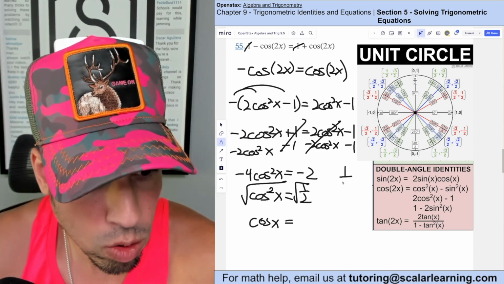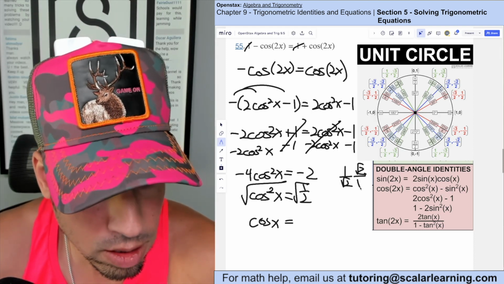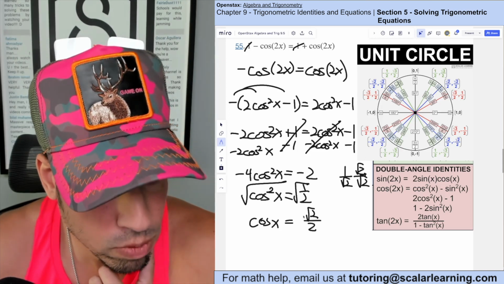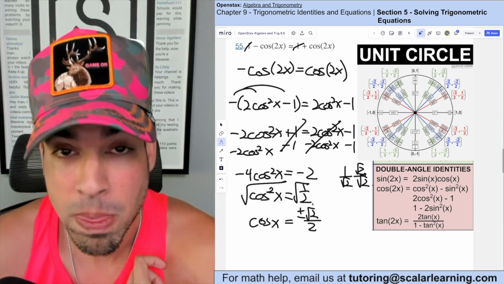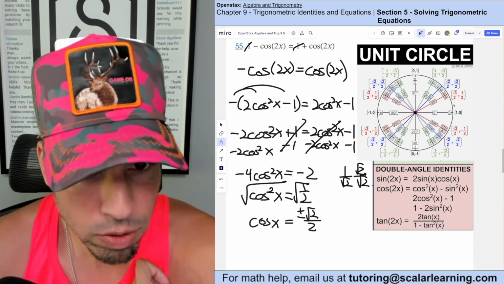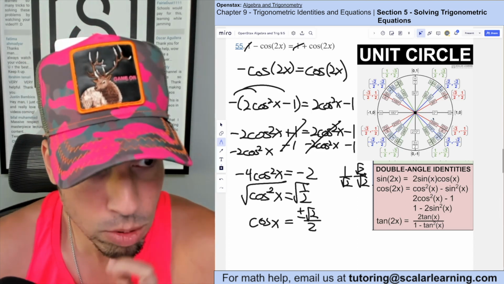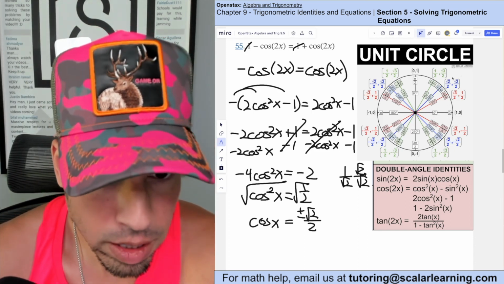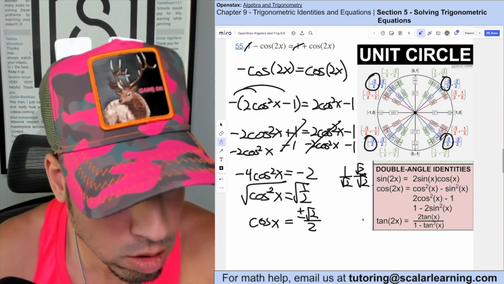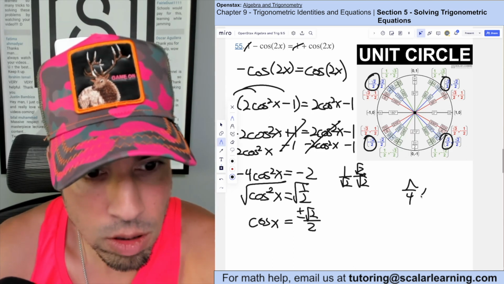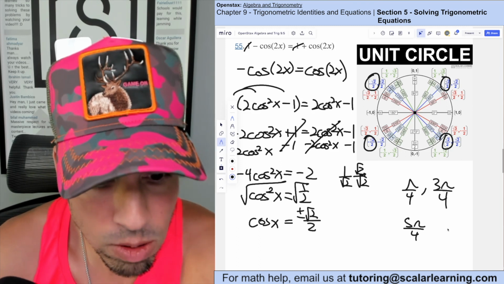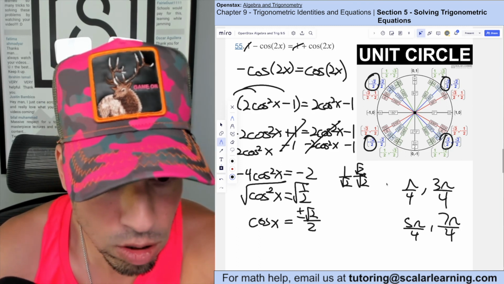So I get 1 over rad 2, and then to rationalize, and this will be nice for the unit circle, I get rad 2 over 2. But don't forget, this is plus or minus because it's a radical. So any place where I have positive or negative rad 2 over 2 as an x input will be a viable solution. So this is occurring here, here, here, and here. Hence, the corresponding solutions are pi fourths, 3 pi fourths, 5 pi fourths, and 7 pi fourths. And those are your solutions.